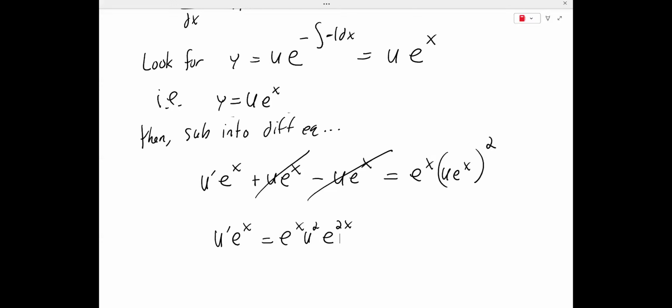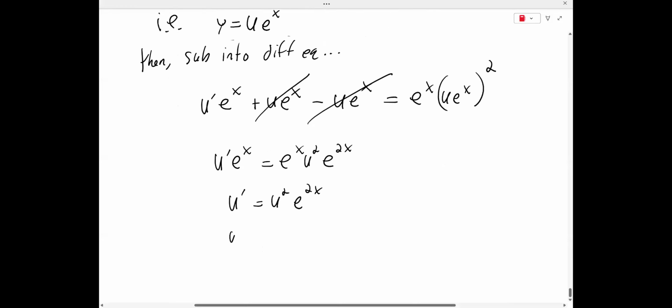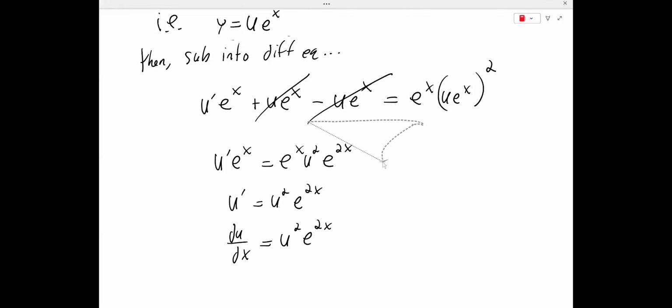So you get this here. Now you notice they can simplify this. The e to the x's, you can divide that away, right? There's e to the x there. So then you get u prime is equal to u squared e to the 2x. Like this. Now at this point, I get du/dx equals u squared e to the 2x. At this point, you always get a separable equation. This is now separable. So when you do this process for Bernoulli, you'll get a separable equation.